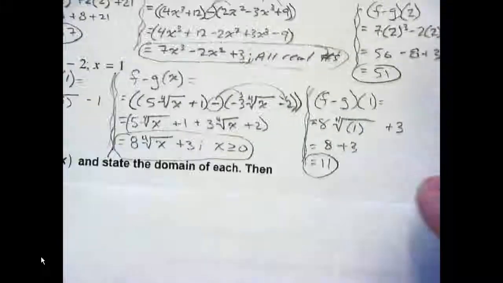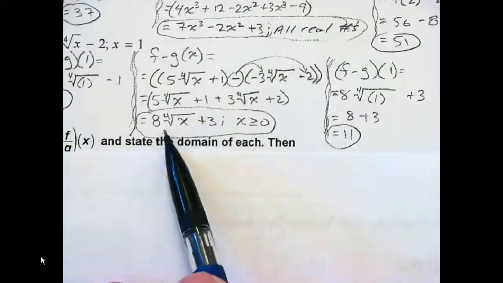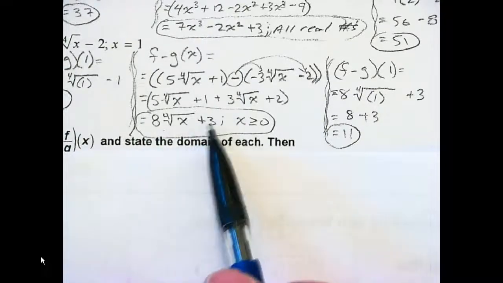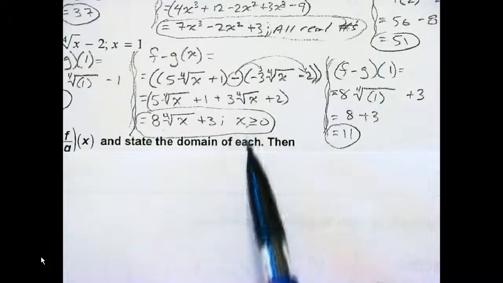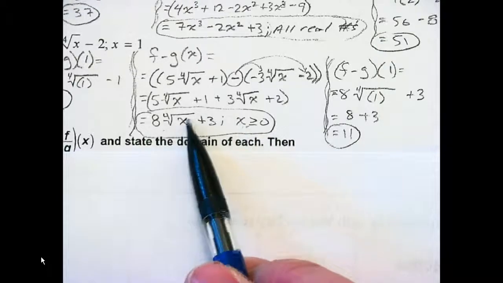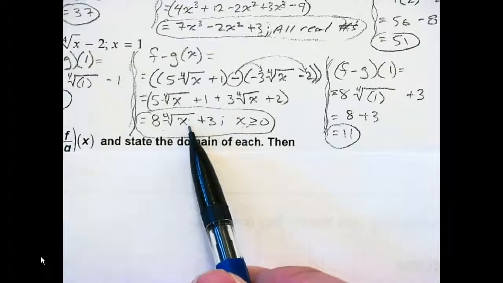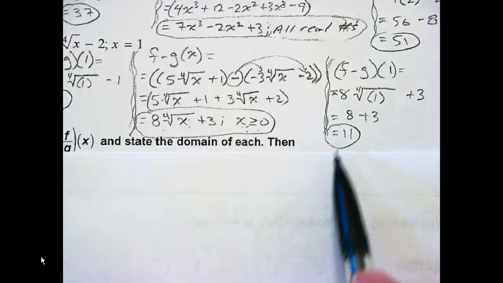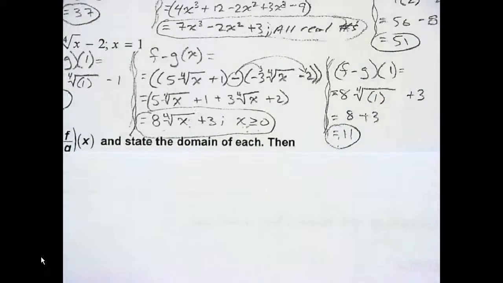And then when I'm subtracting, you get 8 times the 4th root of x, all plus 3. Once again, it starts at 0 because there's nothing being added to the x in there. So x is greater than or equal to 0. When we put 1 in, we get 11. Does that make sense, Walsh?